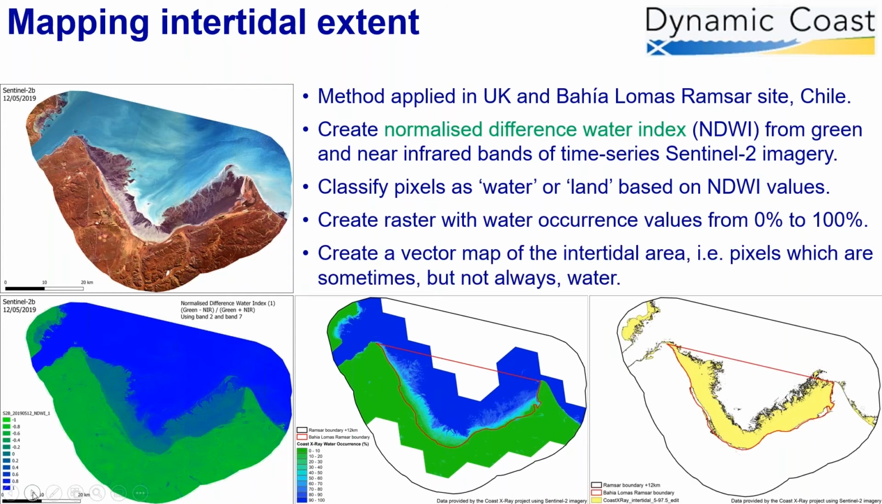And then we can use that as the last step to create a vector map of the intertidal area. So this is pixels which are sometimes, but not always, water. And as you can see here, we've provided that to the University of Santo Tomas in Chile, which are collaborators on this project. So they've then used that in further habitat modeling projects for the conservation of wading birds.